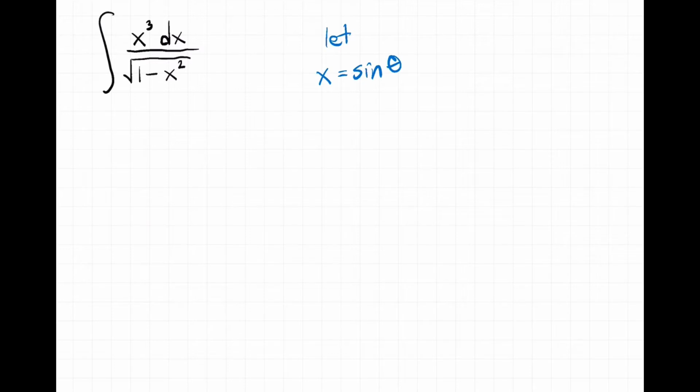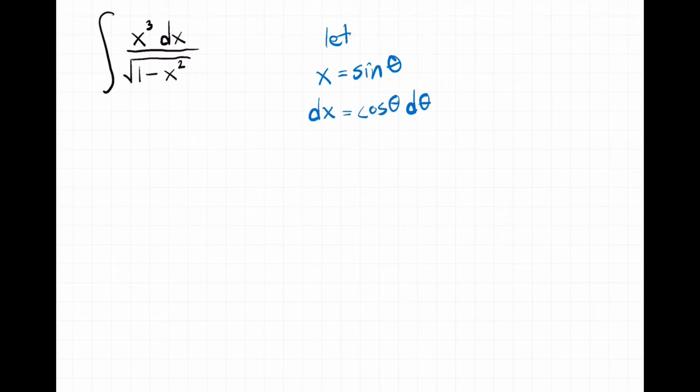We still need to take the derivative of this expression. The derivative of x is dx, and that equals the derivative of sine theta, which is cosine of theta, times d theta. At this point, we can actually substitute everything into the integrand. The substitution step here is actually much easier than it is with u substitution, because you can just replace the variable x with this function. The catch there is that you might end up with a very complicated looking integral.